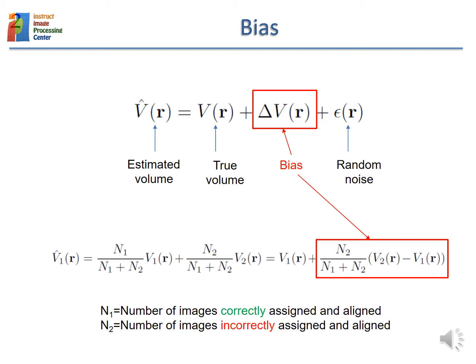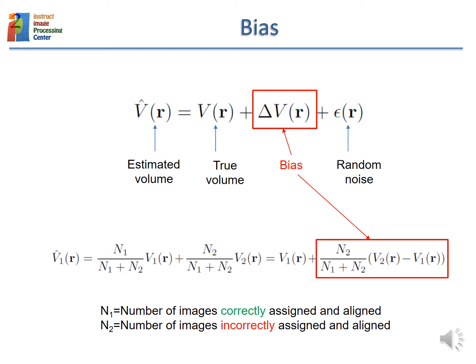Let's say that we have n1 images that have been correctly assigned to a class, so we may also have multiple classes, and they have been correctly aligned, and n2 images that have been incorrectly assigned or aligned. Our estimate of V1 will be this addition here. This is a weighted sum between the n1 and n2 images. And you may reorder this so that your estimate of V1 is the true V1 plus something.